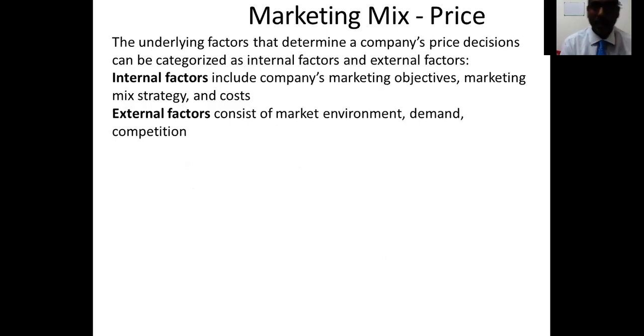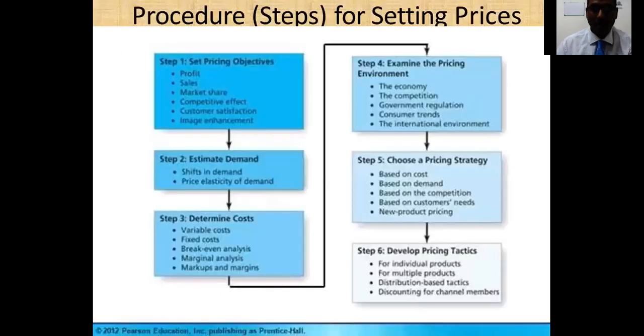Then the underlying factors that determine the company's price decision can be categorized as internal factors and external factors. Now we see what the internal factors are. Internal factors include the company's marketing objectives, marketing mix strategy, and cost. And external factors consist of market, environment, demand, and competition. So what we discussed earlier is categorized into two: one is internal, that's inside the company; the other is external, that's outside the company, like market environment, demand and competition.